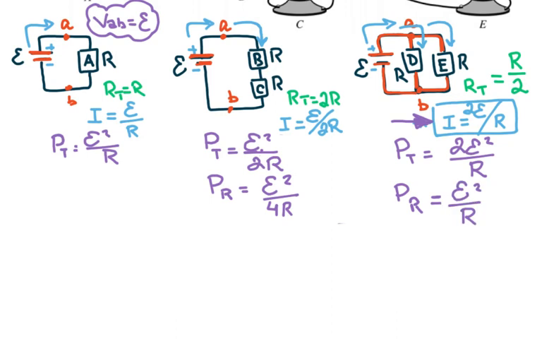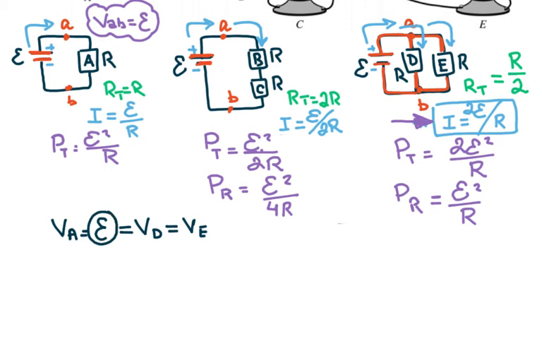Now, going back to the question, they said rank the magnitudes of the potential differences across the bulbs A, B, C, D, and E, from the largest to the smallest. So the voltage on A, let me write it right here. The voltage on A is the terminal voltage, and that is EMF. And the voltage on D and E is the same, because they're connected in parallel, so they all have the same potential difference between points A and B.